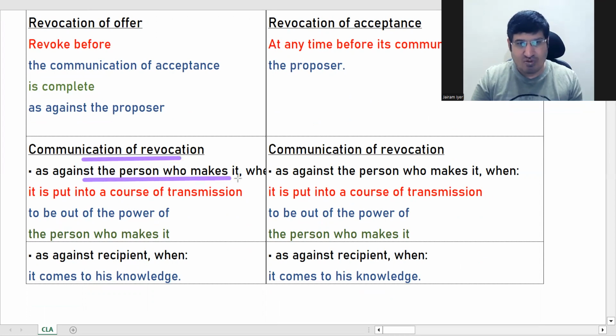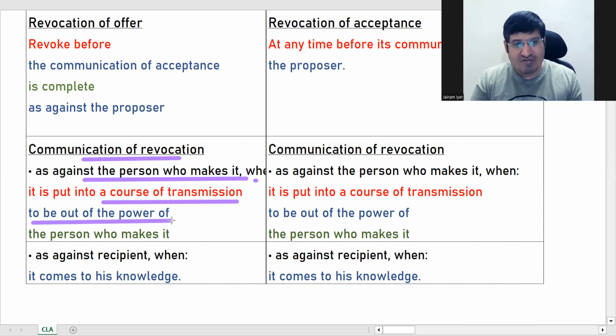As against the person who makes it. So let's say this person, the offer side, is making the revocation. When it is put in course of transmission to be out of the power of the person who makes it. The person who makes this is the same person, correct? So we are not talking about the other person yet.